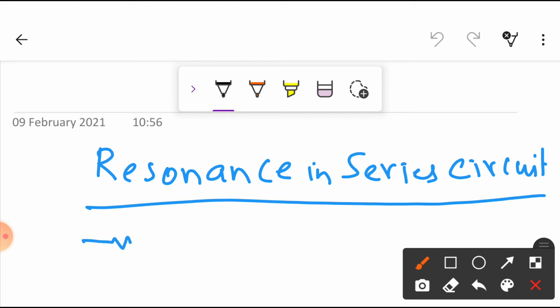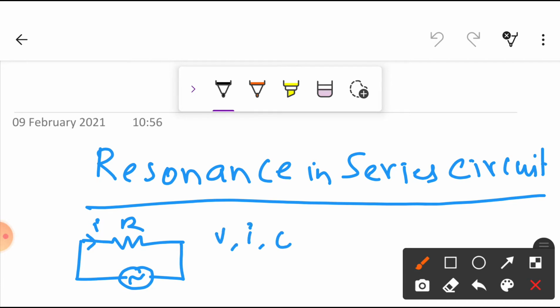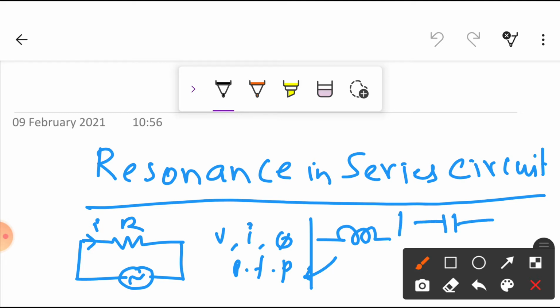if the resistance is connected alone to the AC source, what is the current, what is the relation between the voltage and current, and phase angle and power factor and power. Similarly, if in place of resistance we connected the inductance, what are the relations of all these things, and if we connected a pure capacitor alone, what are the relations, we have seen.